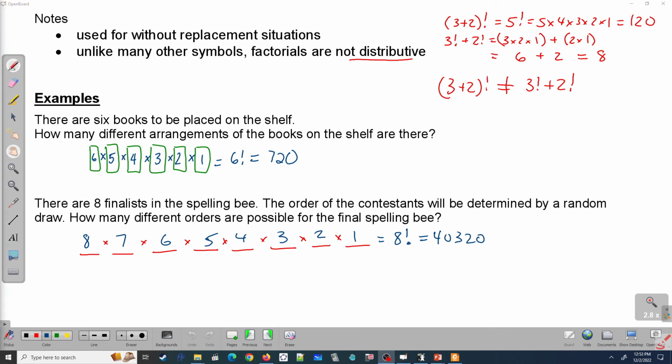And now that I've come to the end of this page and I've done my examples with factorials, I'm going to call it quits for right now, because the next part of our lesson is going to get into permutations and combinations. And for that, you first need to make sure that you are comfortable when you have a situation that is with versus without replacement, because permutations and combinations are going to only be one of those 2 specific types.